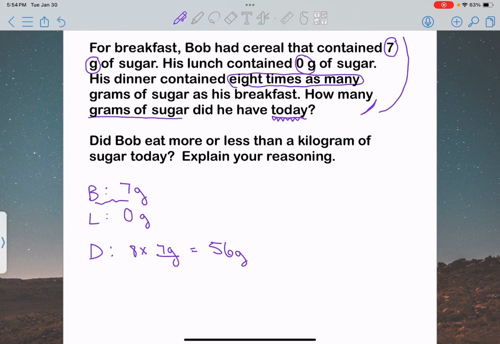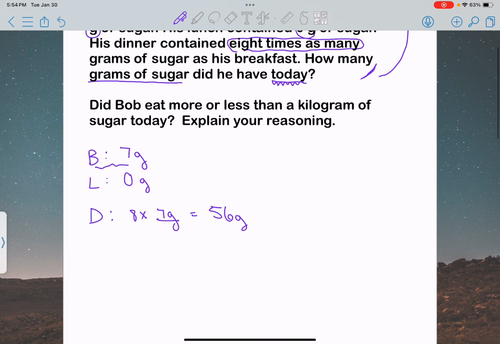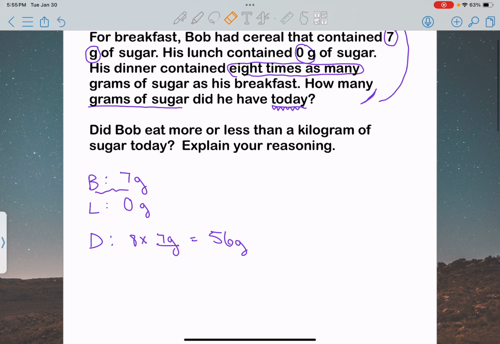Now friends, if you don't know 56 off the top of your head, you can use one of your strategies. You could break this up to 4 and 4 if you know 4 times 7, or you could do repeated addition, whatever strategy works the best for you. Okay, so now I have the totals of my 3 meals, but what I need is the total of today. So I'm going to go ahead and add these together. So breakfast was 7, lunch was 0, and dinner was 56.